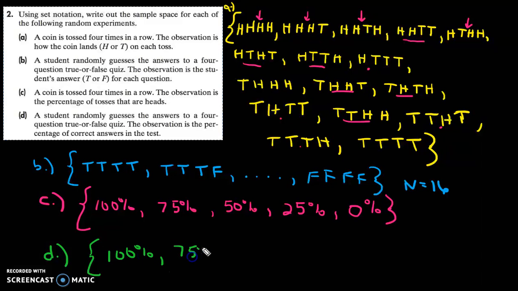Or you could get 3 out of 4. Or you could guess 2 right and 2 wrong. Or you could get 3 wrong and 1 right. Or you could get really unlucky and guess none of them right. So notice that's the same list. If there's only 4 options, you could get right or wrong, then those are the only 4 things that can happen.